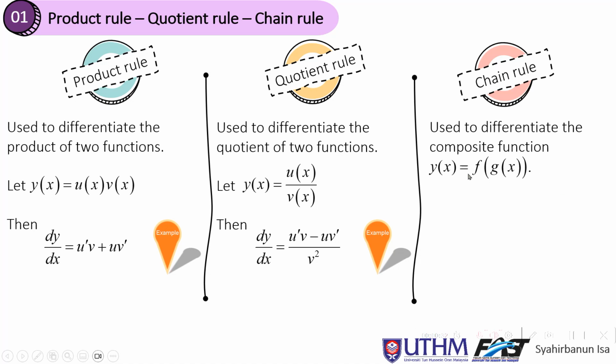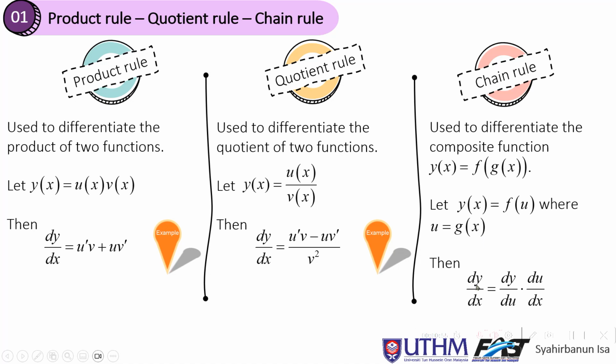If we have the function y(x) equal to f, and inside the function f we have the function g(x), how do we differentiate this type of function? Let's say we have y(x) equal f(u), where u equals g(x). Then dy over dx equals dy over du times du over dx. This is the formula for the chain rule, because we let y equal a function of u, and then we differentiate the function of u first.